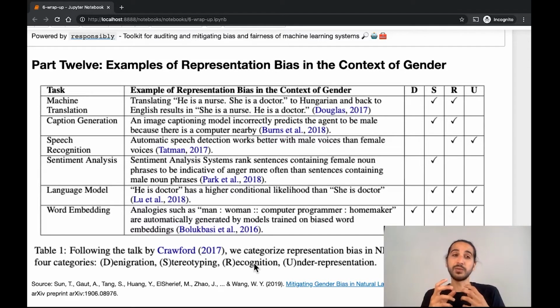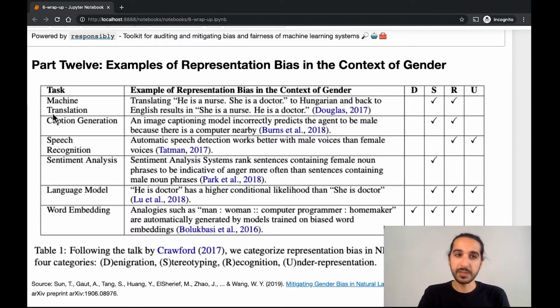Recognition is a question of accuracy or performance. A specific model is going to perform not equally for different groups. And underrepresentation is a question, for example, many times of whether there was a bias in the data itself, or the data wasn't balanced and it contained more examples or more word associations with one group than another.